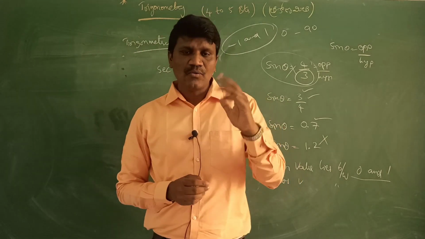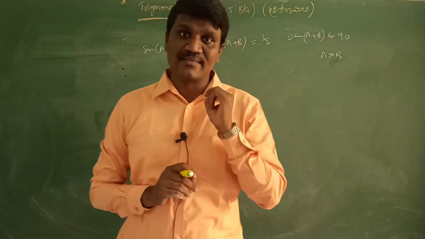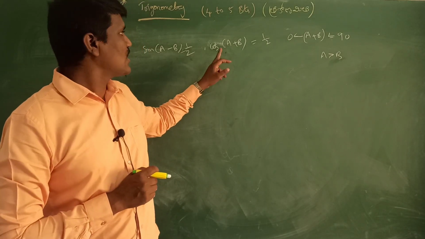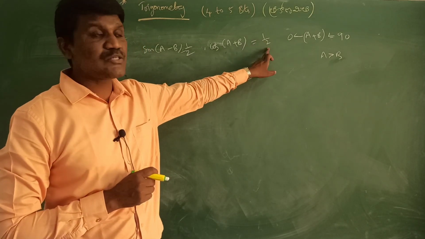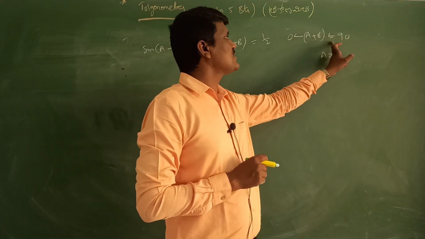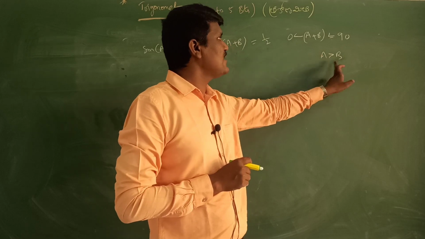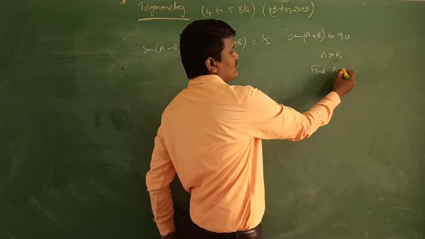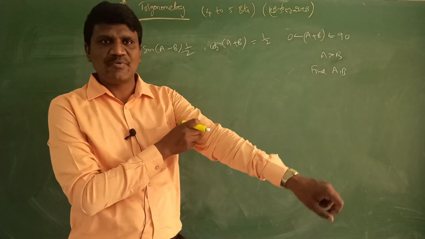Okay students, now let's do one problem based on this. The problem is sin(a minus b) is equal to 1 by 2, cos(a plus b) is equal to 1 by 2, with 0 less than a plus b less than or equal to 90, and also a is greater than b. Find the a and b values. How to find a and b values?